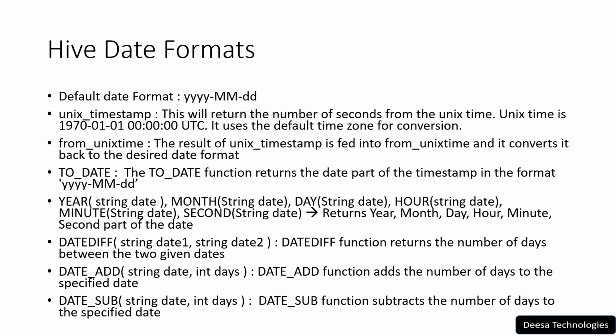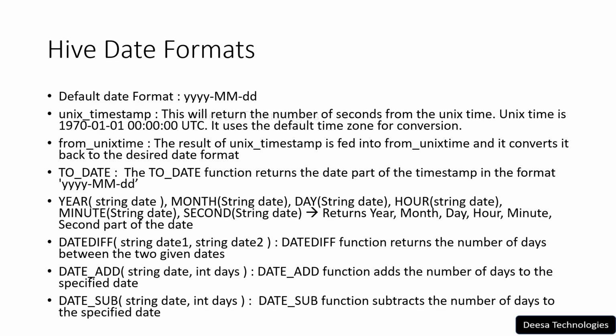Then we have the to date format where it just gives the date in the form of YYYYMMDD, which is the default date format. Then we have year, month, date, hour, minutes, and second, basically to extract the year part or month part or day part from a particular date, which is in string format. These functions are used.